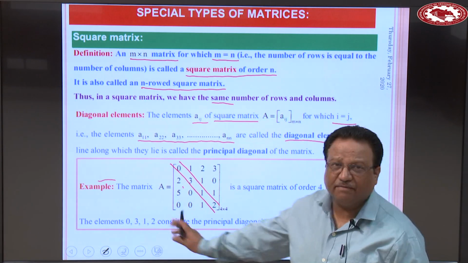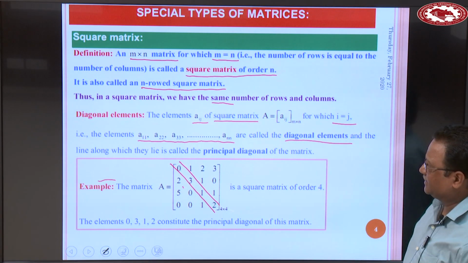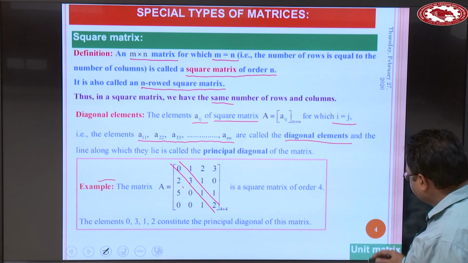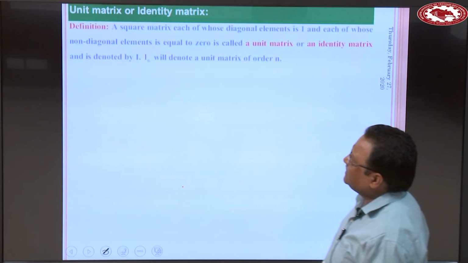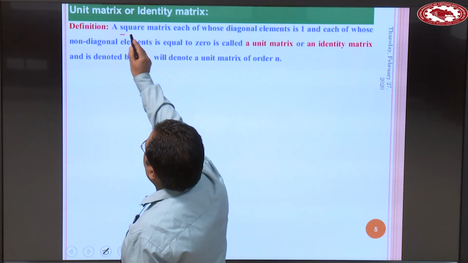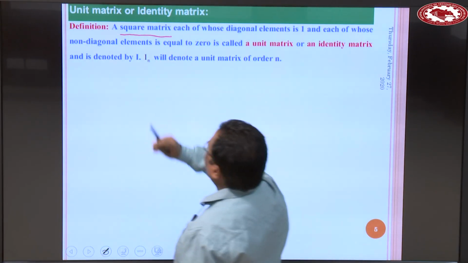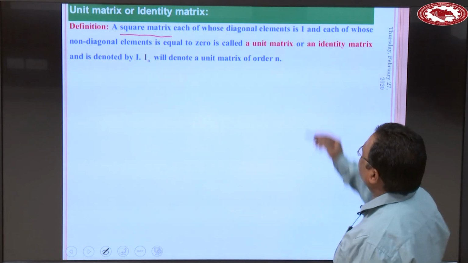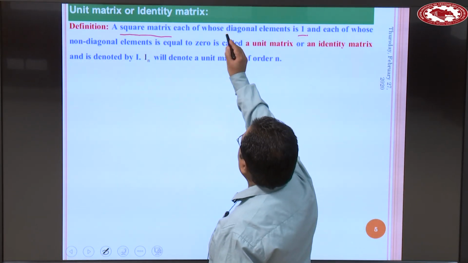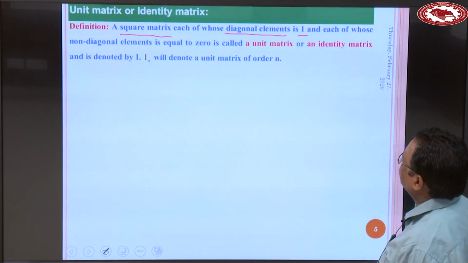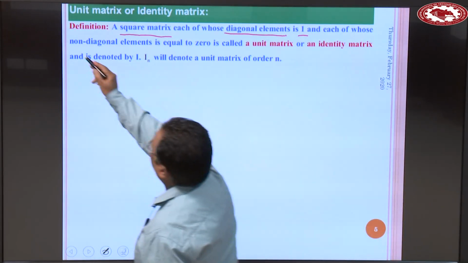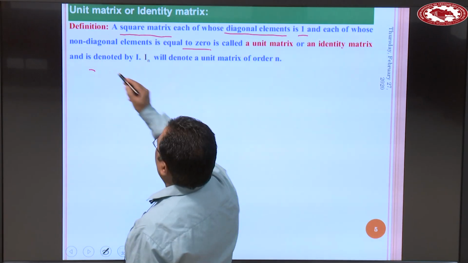This constitutes the principal diagonal of this matrix. The next definition: what is a unit matrix? A unit matrix is a square matrix. Again, the important point is that it is a square matrix, each of whose diagonal elements is 1 and each of whose non-diagonal elements are 0.